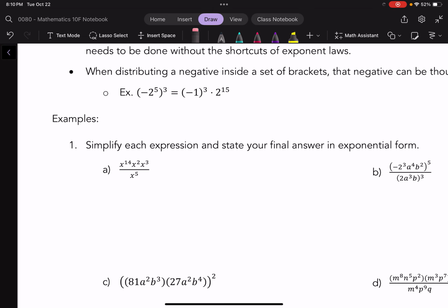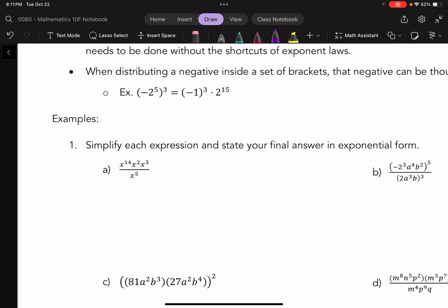Looking at example A, there's a fraction involved, there's a numerator, there's a denominator. And the numerator has a few things happening. We've got an x to the 14, it's multiplying x squared, and it's multiplying x cubed. And we know that's multiplication because when there's no symbol in between terms, then it must be one giant product.